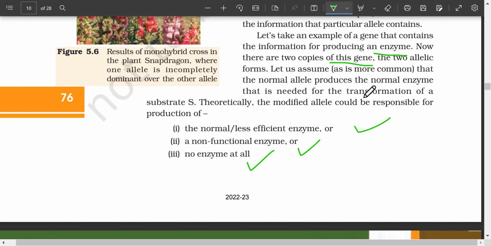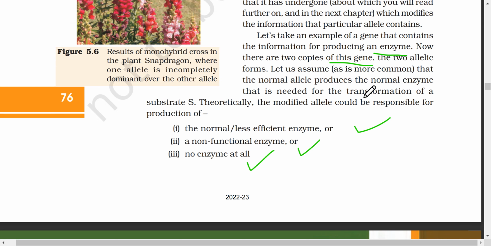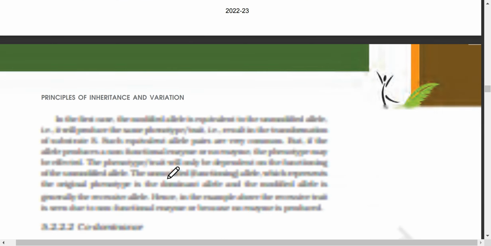अब ये ले रहे हैं basically an example कि हमारे पास एक जीन है वो एक एंजाइम प्रोड्यूस कर सकता है. अब इसके दो कॉपीज है जीन के, दो अलील्स है. ठीक. अब नॉर्मली तो हमारा अलील क्या कर रहा है, वो प्रोड्यूस कर रहा है नॉर्मल एंजाइम, लेकिन कभी कभार अलील मॉडिफाई भी हो सकता है, तो वो या तो लेस एफिशिएंट एंजाइम या नॉन फंक्शनल एंजाइम या कोई भी एंजाइम नहीं देगा. फाइन, देयर आर पॉसिबिलिटीज.